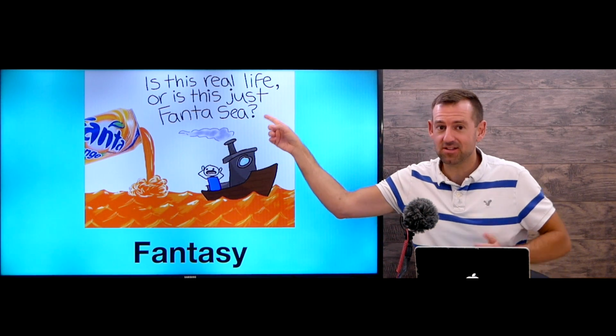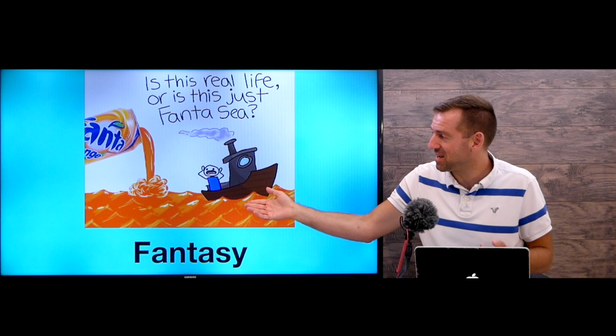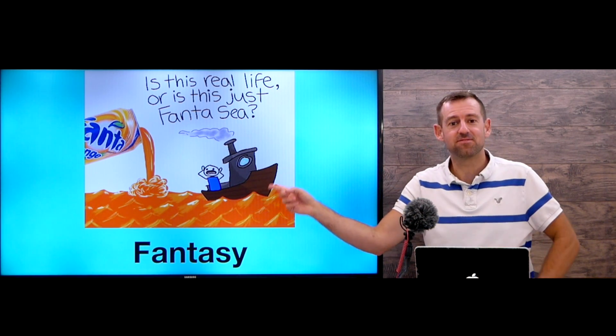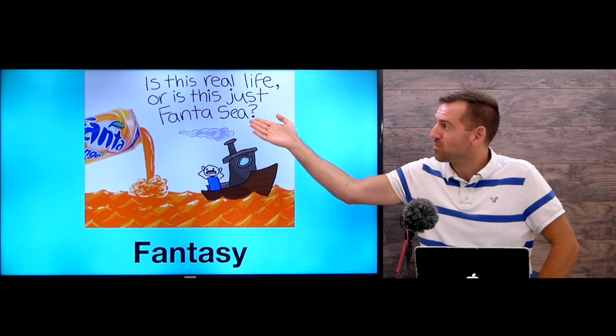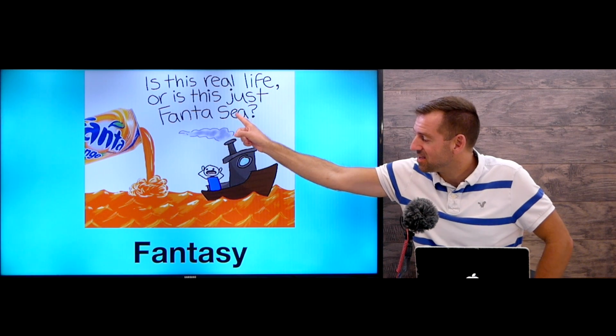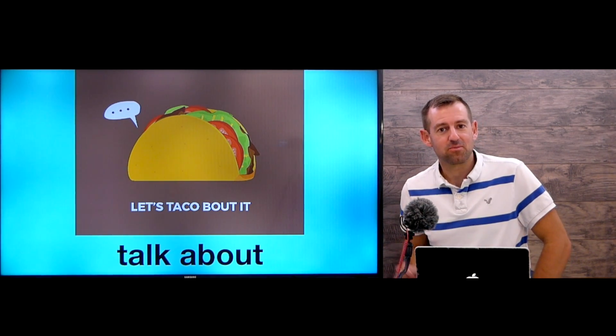Now, if you don't know English, then this joke might not be funny. I mean, it might look funny. There's a guy on a boat floating in some Fanta. You might be able to get some humor from this, but really what makes it funny is the pun. Okay, Fanta C sounds like fantasy. Okay, so let's take a look at some more memes here.